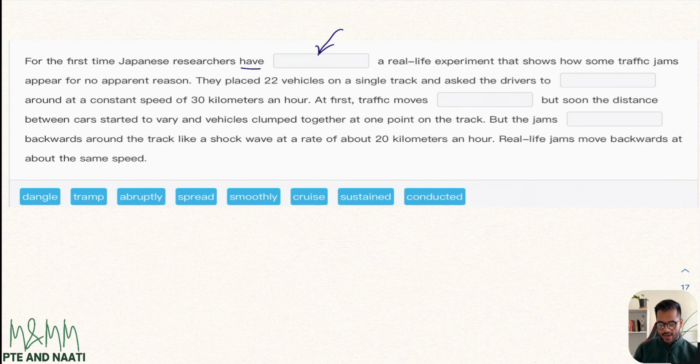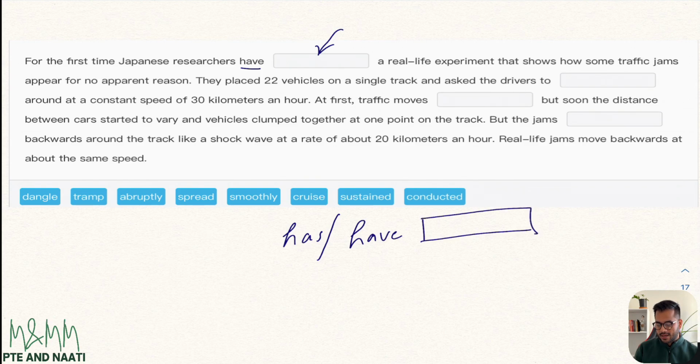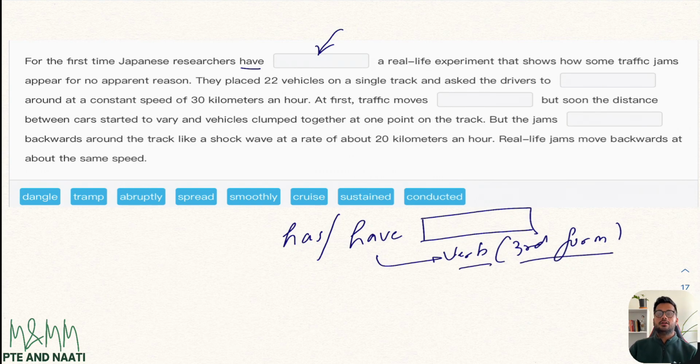Now, I've got the word have over here. Even if it was has or have, if there is a blank after that, the rule that I would be using is I have to have a verb in the third form. Verb as in an action word, and that too in the third form.